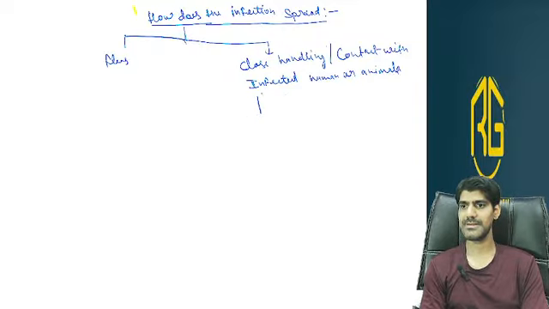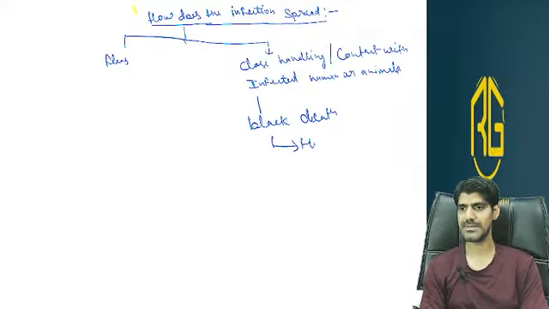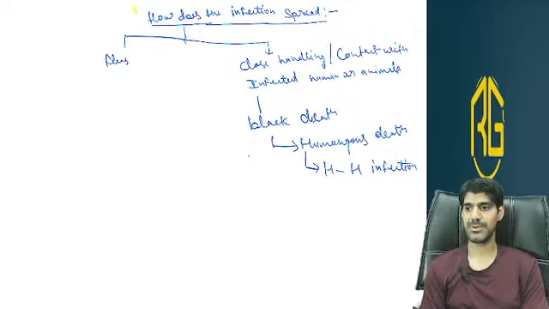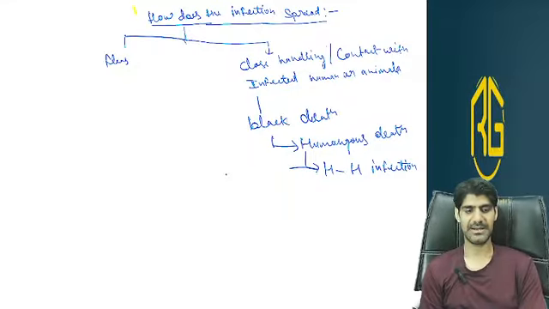In the Black Death case, the most important reason for such a humongous death toll recorded is the human to human infection. So human to human transmission is one of the reasons for the Black Death.